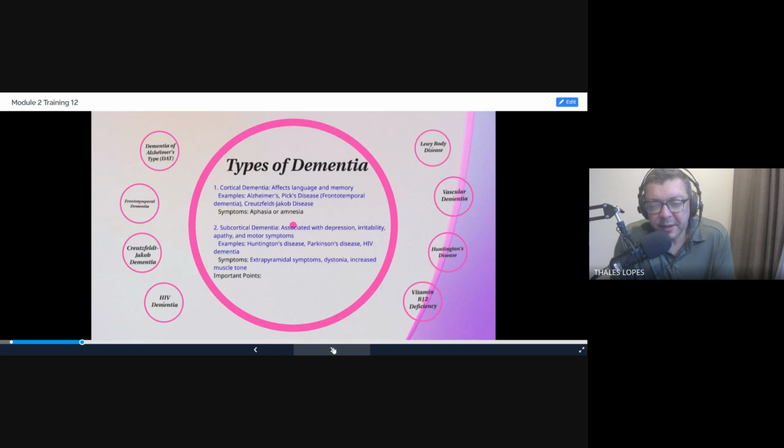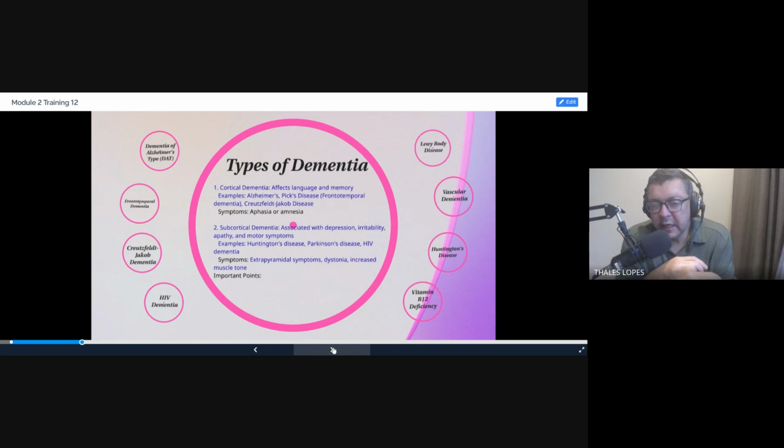So types of dementia, right? You will get questions on this. This is important and kind of difficult to really group them. So to do that, we want to call them cortical and subcortical. The cortical is the top, subcortical is under, right? Cortical dementia affects language and memory. So I want you to think cortical and write it down: language and memory.